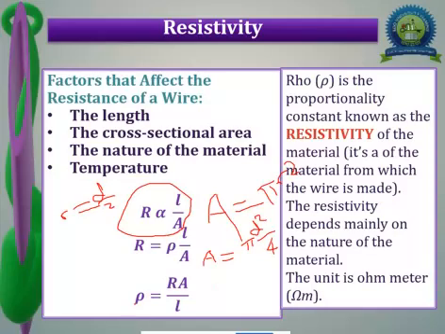Okay? And we can make rho the subject of the formula, whereby we now have resistance multiplied by the cross-sectional area divided by the length of the wire. Okay?